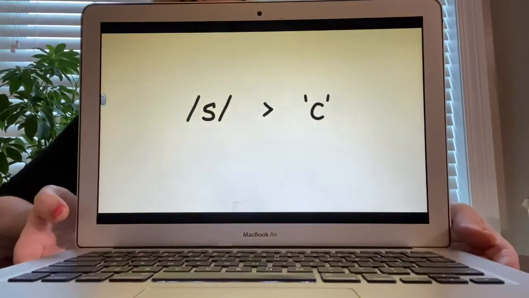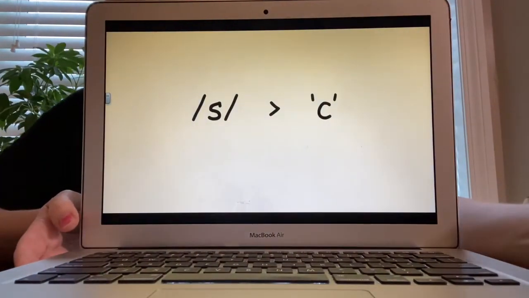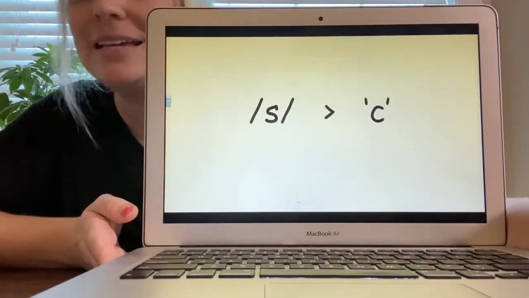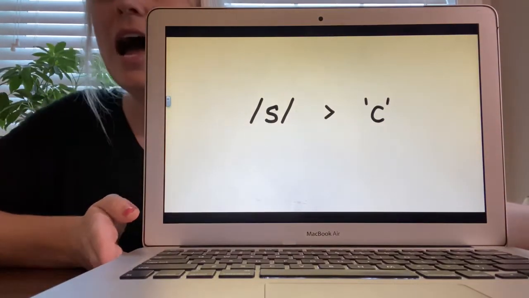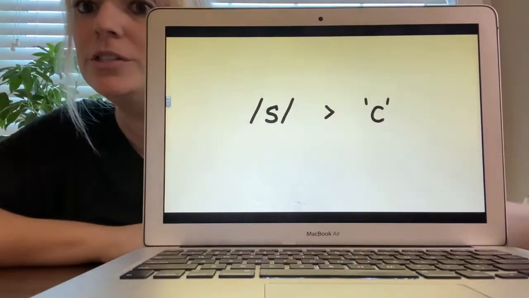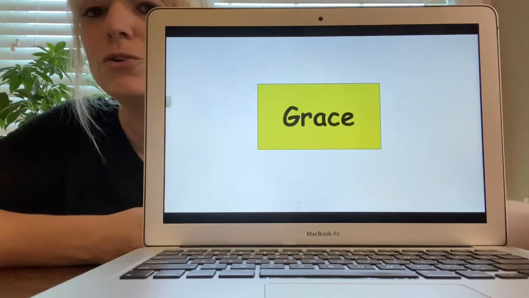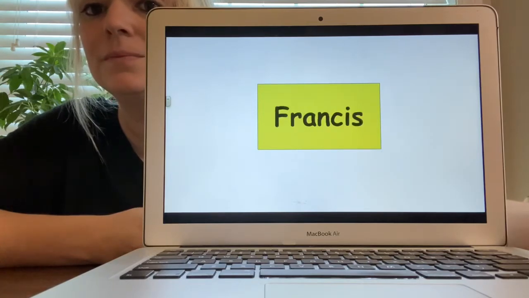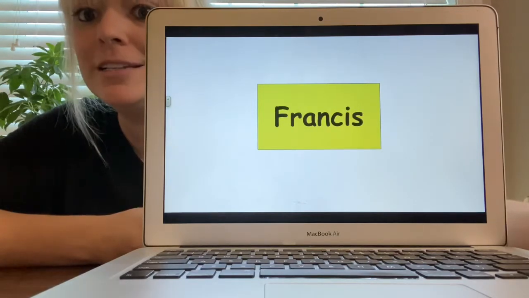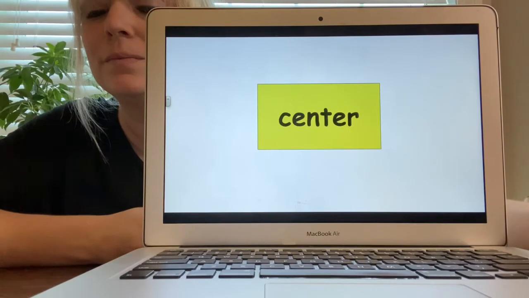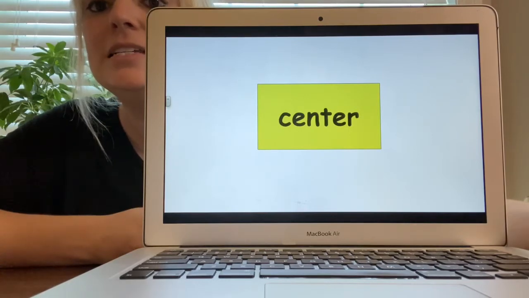The first sound is the S sound. The S sound spelled with a C. I'm going to give you guys a chance to read the words, and then I will read it. Grace, Francis, raced, center.